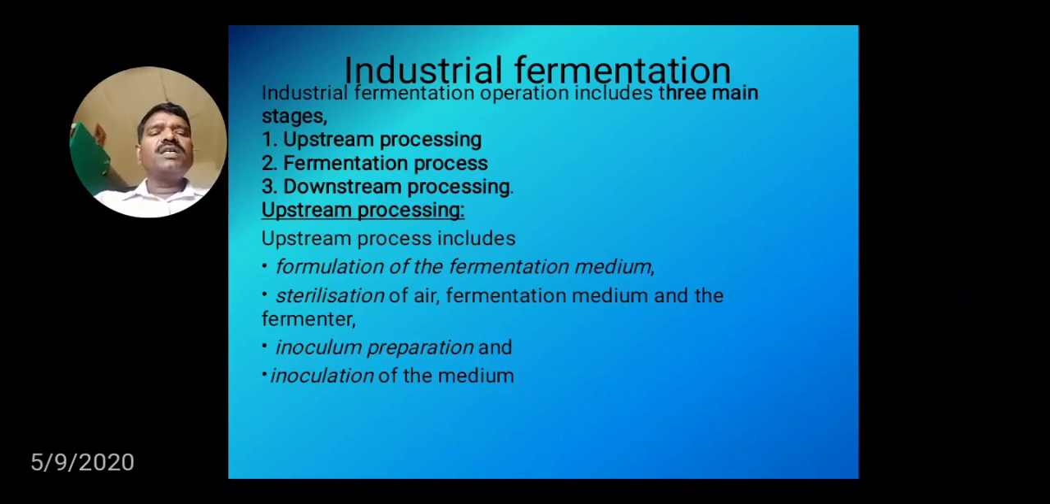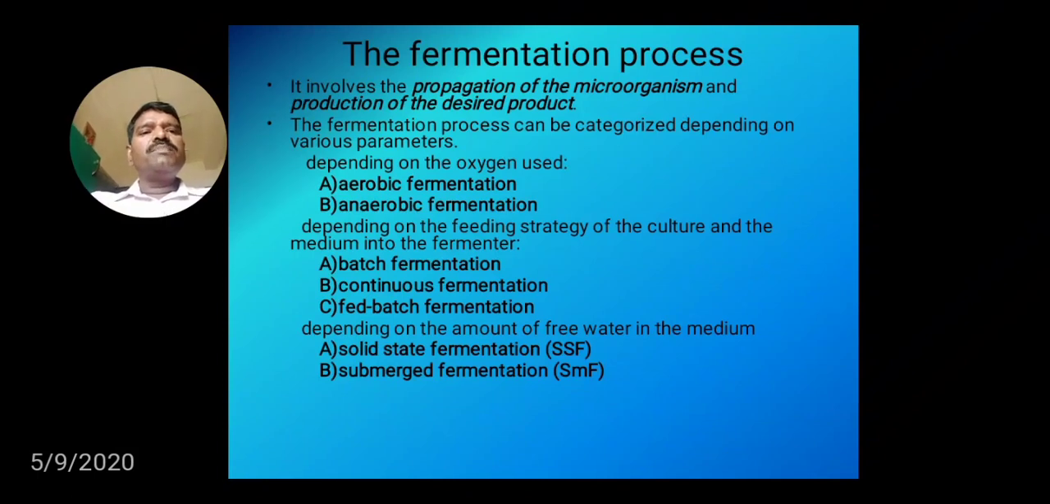The upstream processing includes formulation of the fermentation medium, sterilization of air, fermentation medium and the fermenter, inoculum preparation, and inoculation of the medium. The fermentation process. The fermentation process involves the propagation of the microorganism and production of the desired product.